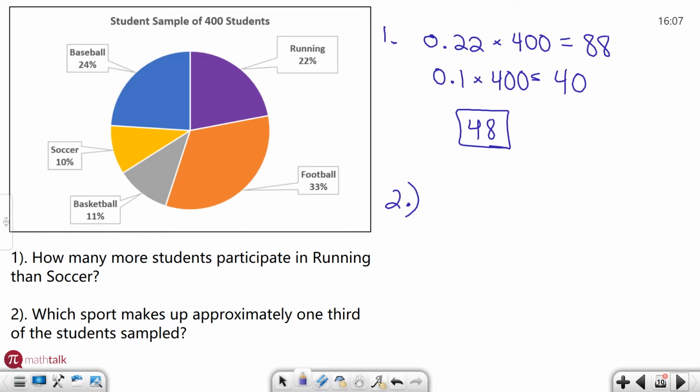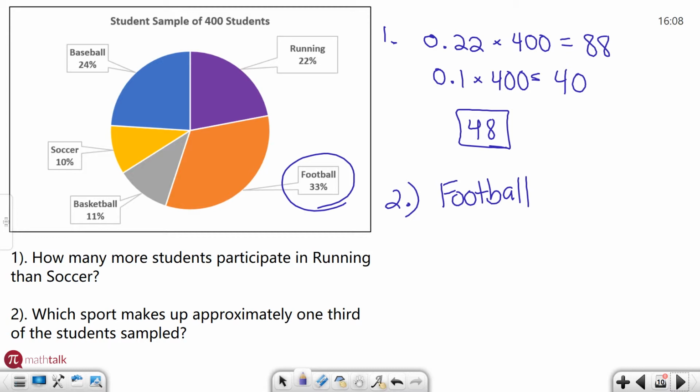Which sport makes up approximately 1/3 of the students sampled? So this is, to me, actually a little bit easier of a question. There's no work involved at all, assuming you know representations of fractions. So 1/3 is about 33.3%, which means I need to find the sport that's closest to 33.3%, which fortunately is easy because football is 33%, which is basically the same number. So my answer to question number 2 is football. And that's all there is. Sometimes you'll be asked questions that require no actual math. It's just a matter of, can you interpret the graph?